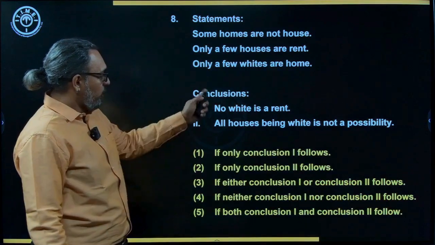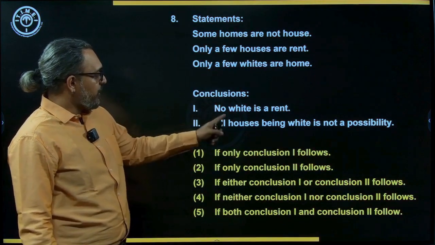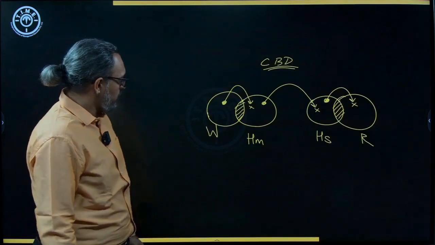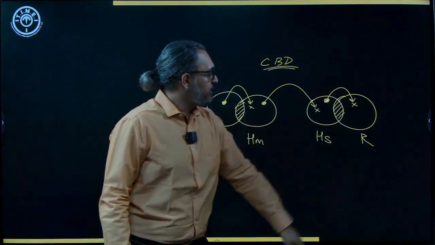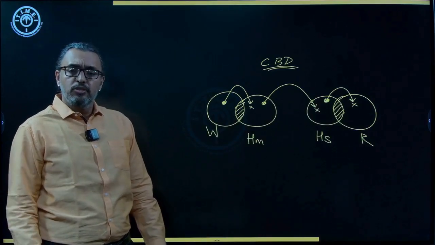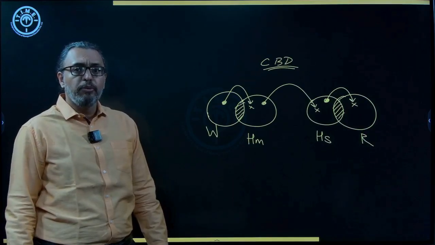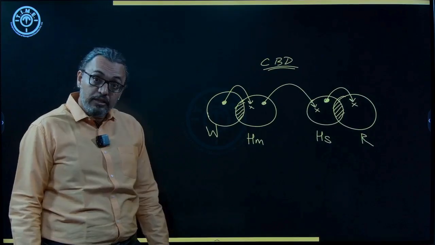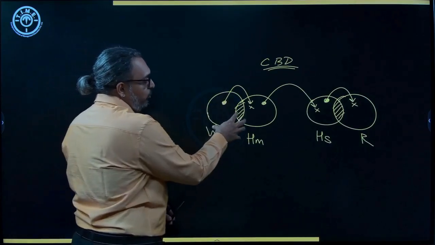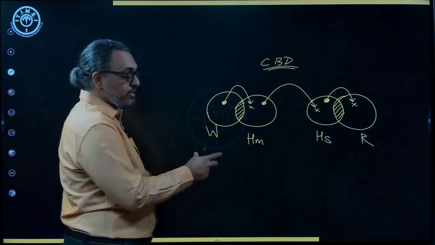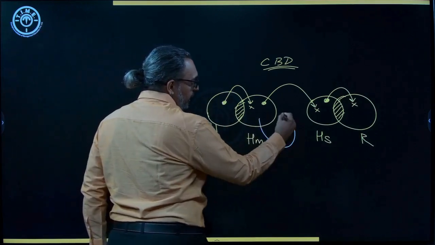Now the conclusions. One is negative, the other is possibility. Let's see. No white is a rent. Correct, white is separate, rent is separate. Yes, negative satisfies. So we take the alternate diagram and go for the complementary, which is: some whites are rent. Can it happen? Yes. Why? Because I can simply move this circle here. You have to visualize. I can move this circle here like this.